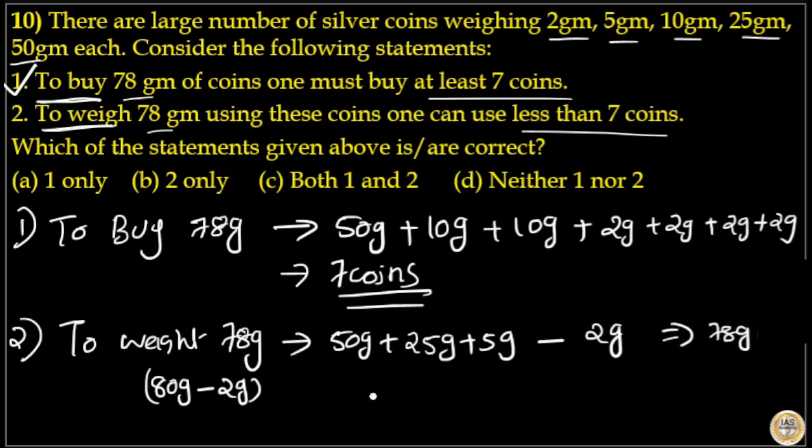That is, here I will use 3 coins and here I use 1 coin. Total 4 coins. So I can weigh 78 gram using less than 7 coins. That is, I only need 4 coins to weigh 78 gram. So statement 2 is also right. So option C is your answer.